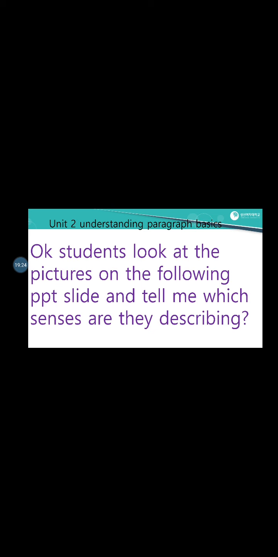What do they mean? So, okay, students, look at the pictures on the following PPT slide and tell me which senses they are describing. So here we go. I've given you 5 pictures because there are 5 natural senses. So I want you to guess which senses these pictures are describing, and I want you to do this now, please. Have a go.